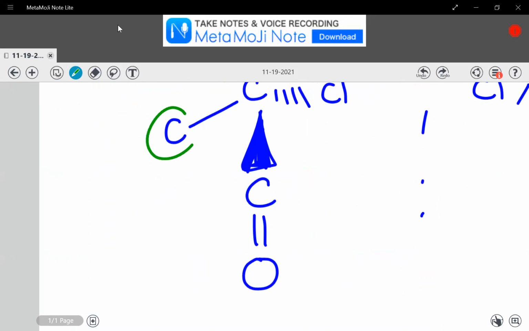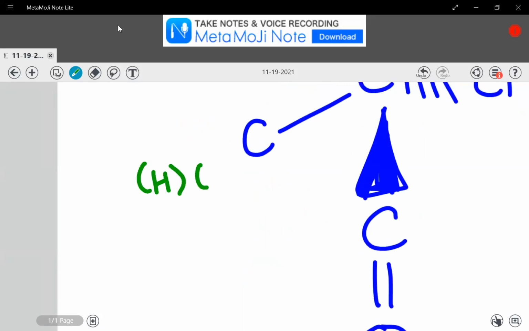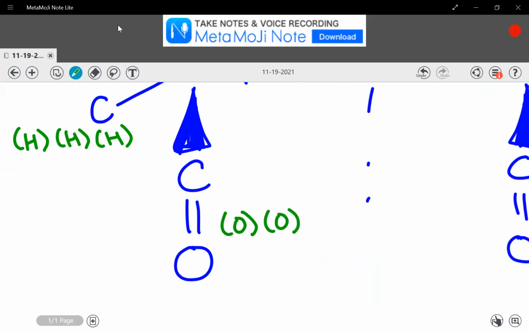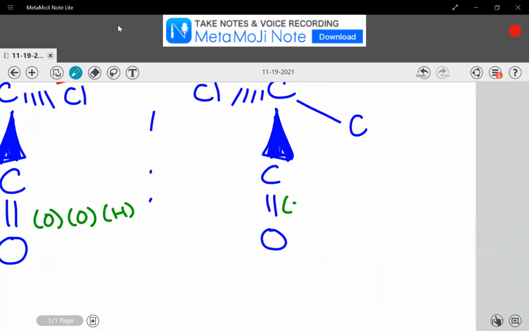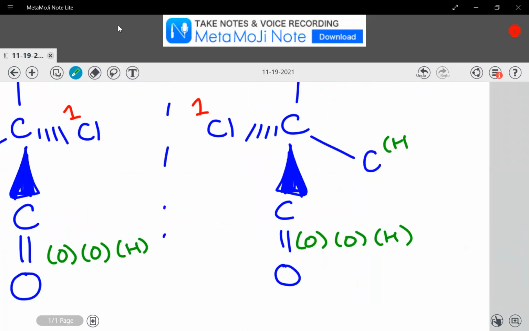Okay, so this carbon right here, what is it attached to? Well, it's attached to 3 hydrogens. I'm going to put in hydrogen, hydrogen, hydrogen. This one is attached to an oxygen. Oh, but wait, it's got a double bond. We add in 2. That's a trick. And it's also attached to hydrogen. So oxygen, oxygen, hydrogen, because of the double bond, I get 2 oxygens. This one here is just 3 hydrogens.